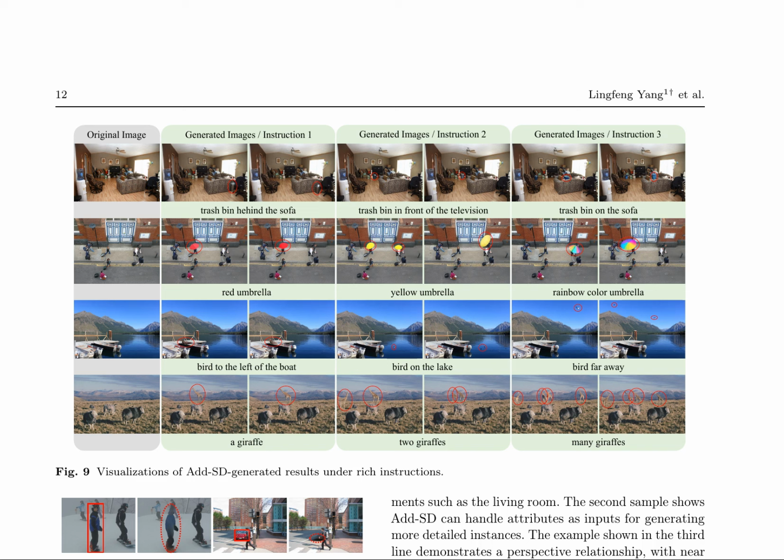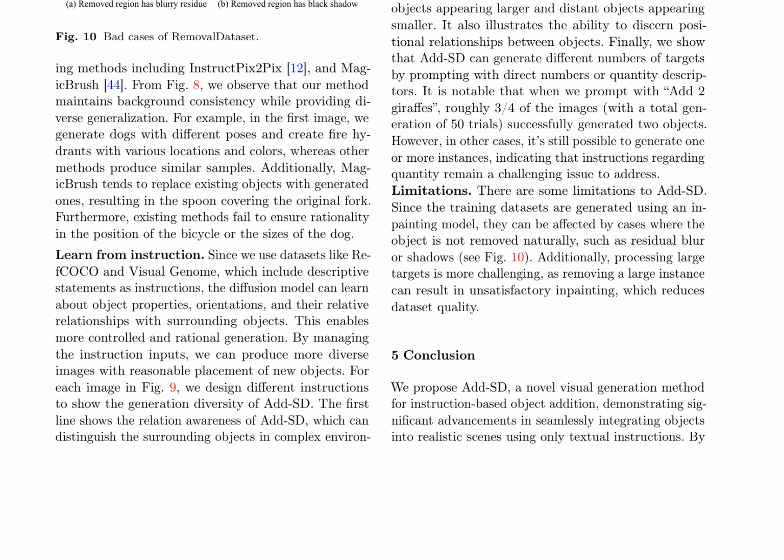However, there are some limitations to ADSD. The training datasets can be affected by cases where the object is not removed naturally, such as residual blur or shadows, see Fig. 10. Additionally, processing large targets is more challenging, as removing a large instance can result in unsatisfactory inpainting, which reduces dataset quality.